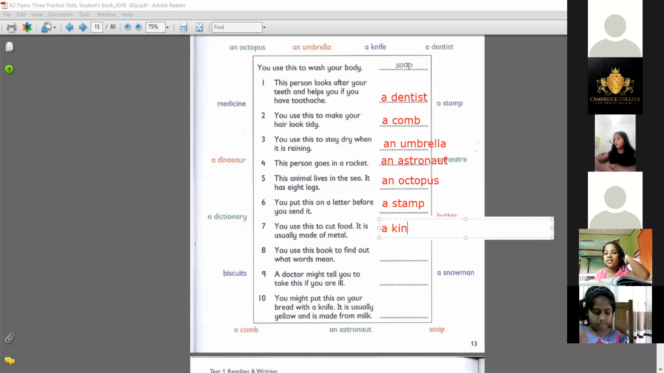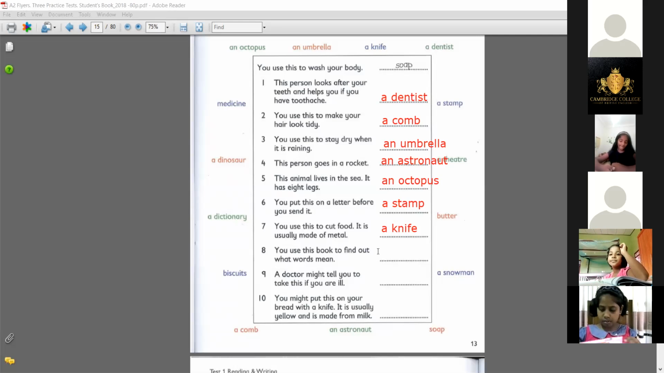Butter. How do you mean butter? Who said butter? It's usually made of metal. Stainless steel. You use this book to find out what words mean. Words and their meanings. What is it? Yes, dictionary. The dictionary. A doctor might tell you to take this if you are ill.